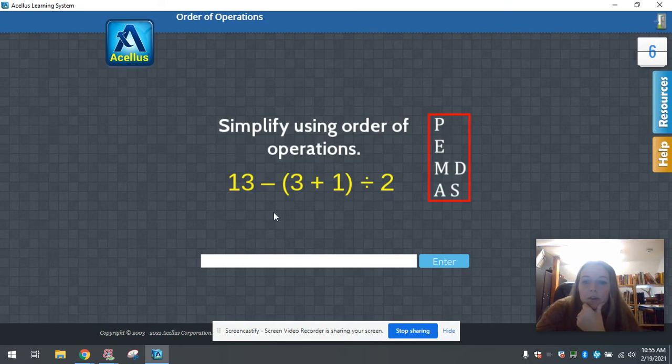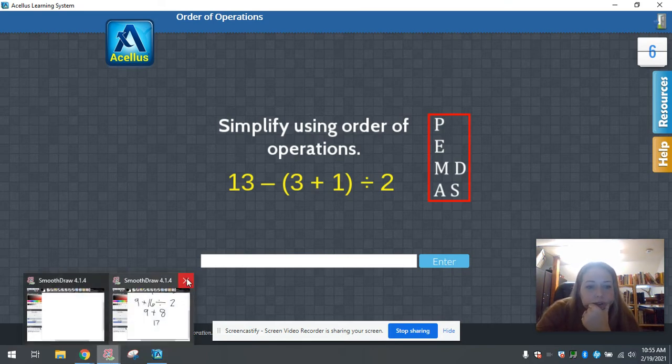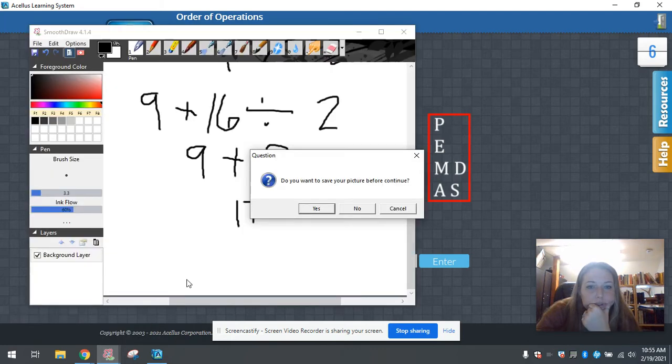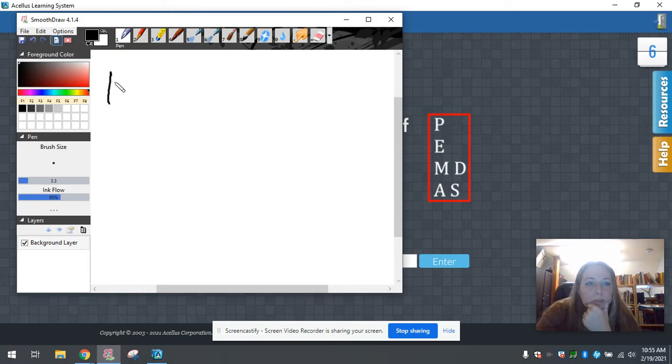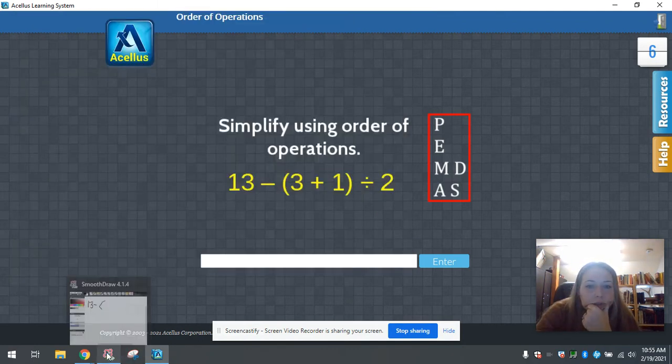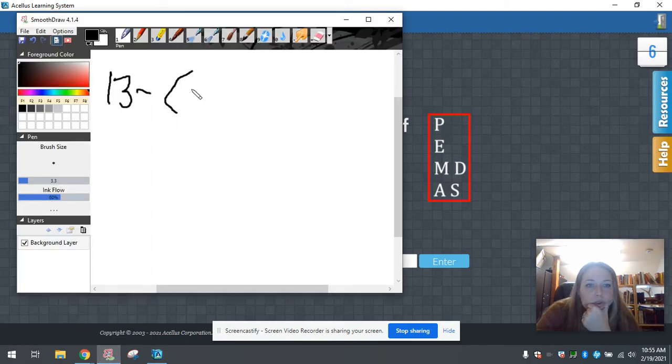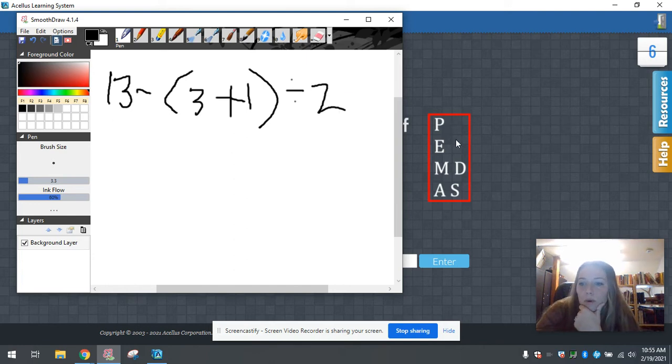Okay, so now we're going to do this one. I'm going to close that one. Oh, no, I don't want to save it. Okay, so I'm going to write it down on my piece of paper. 13 minus parenthesis 3 plus 1 parenthesis divided by 2 plus 1 divided by 2. Okay, I look at my order of operations, P parentheses. Yep, I have parentheses in this problem, so I'm going to solve what's in the parentheses first.